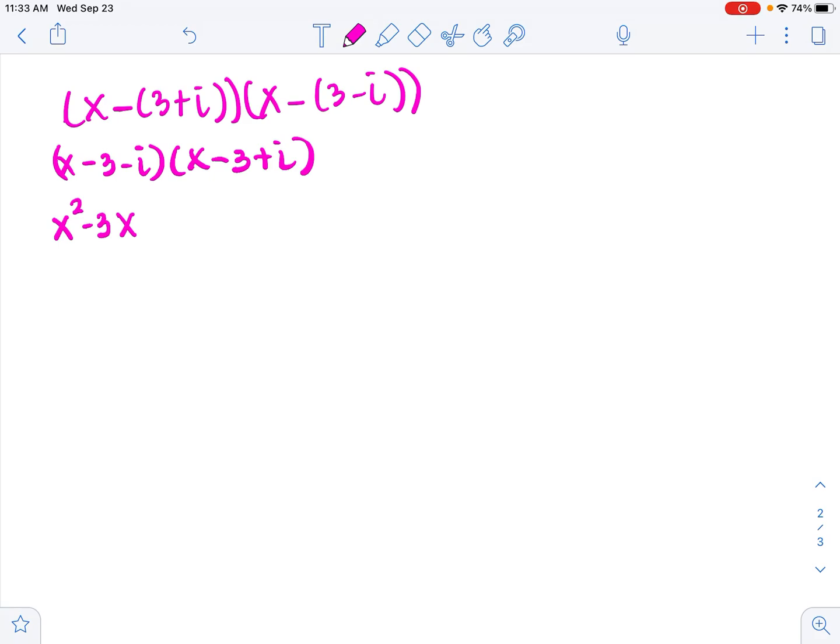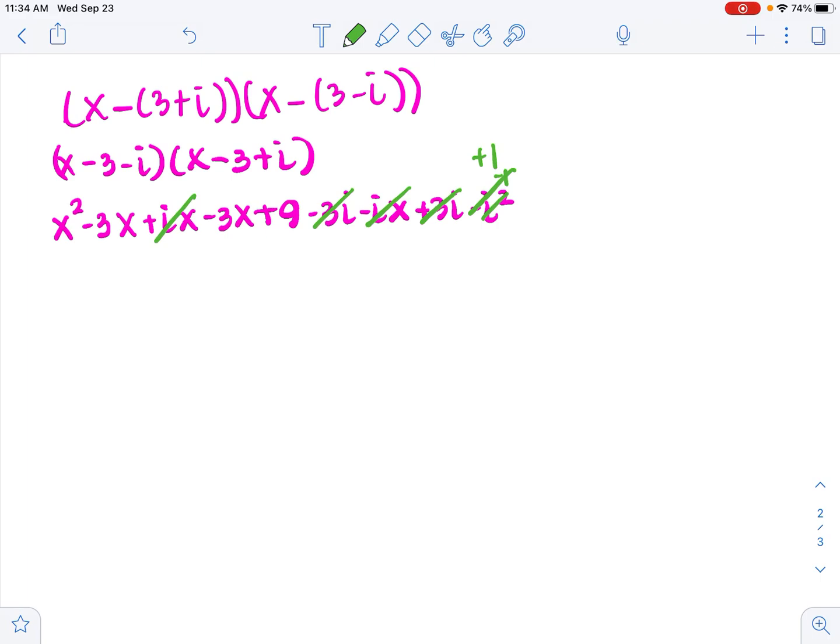Multiply this out. X times x is x squared. X times negative 3 is negative 3x. X times i is plus ix. Distribute your negative 3. Negative 3x plus 9 minus 3i. Distribute your negative i, that's negative ix, plus 3i minus i squared. While I'm at my minus i squared, this is negative 1, so negative 1 is positive 1. And then I'll say 3i and negative 3i, negative ix and positive ix.